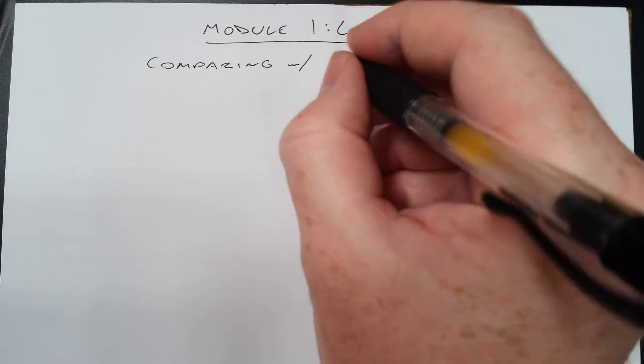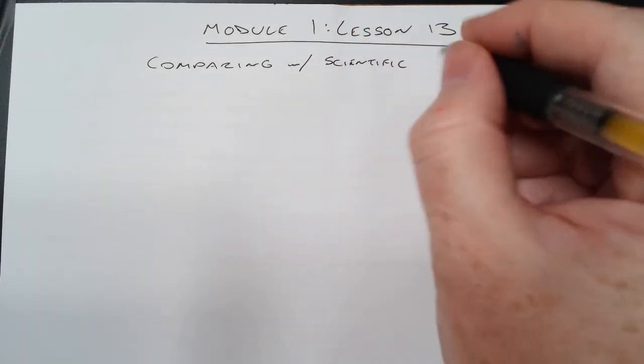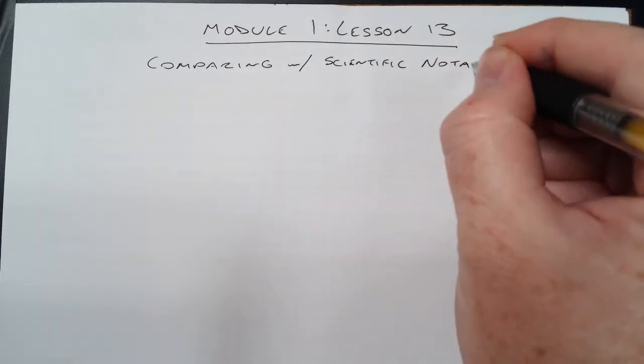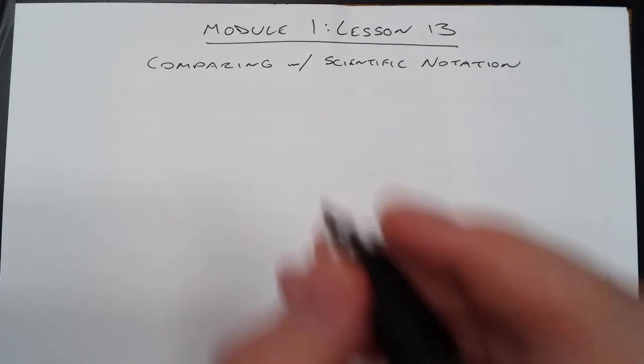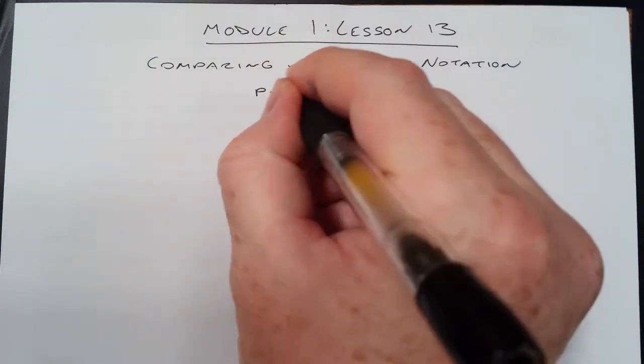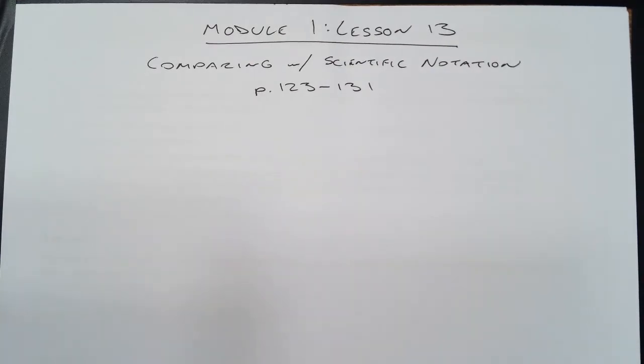Lesson 13 is comparing with scientific notation. Making comparisons. Greater than, less than, equal to, all that fun stuff. So for today's lesson, you'll need pages 123 through 131 of your math book. So get those pages out ready to go. Also get out a page for notes so that you can follow along and write what I write and do what I do and learn what I know.